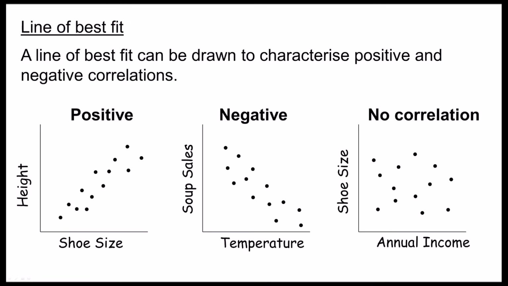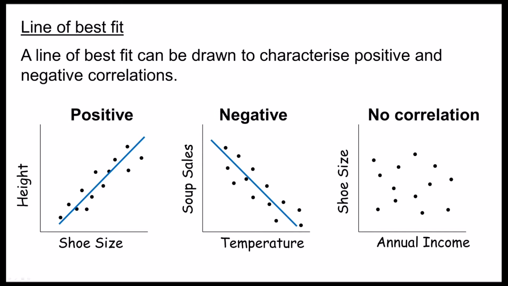Sometimes a line of best fit can be drawn. You should draw a line of best fit to characterise both positive and negative correlations. You shouldn't draw a line of best fit if there's no correlation. Looking at our examples again, the line of best fit for positive correlation would look a little bit like this, and for negative correlation would look like this.